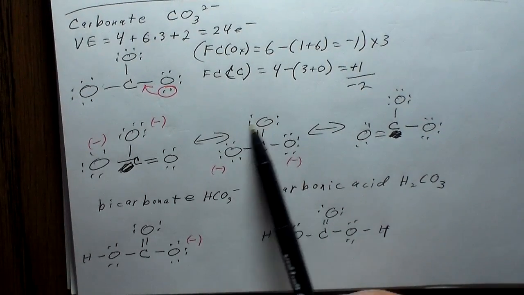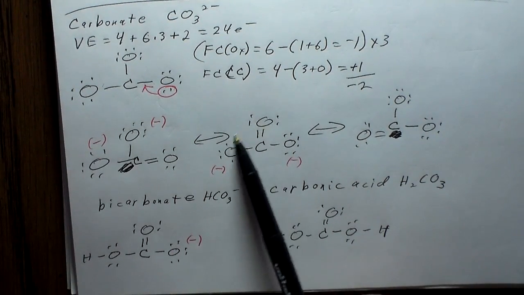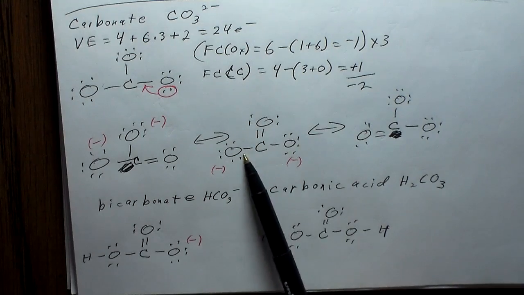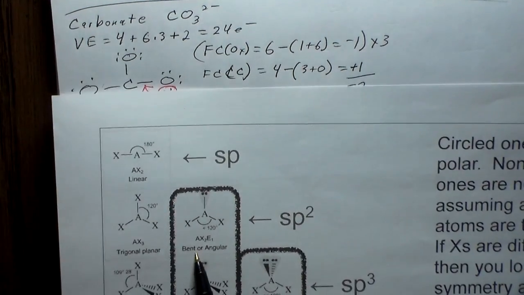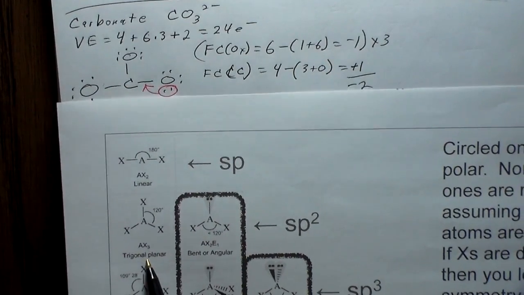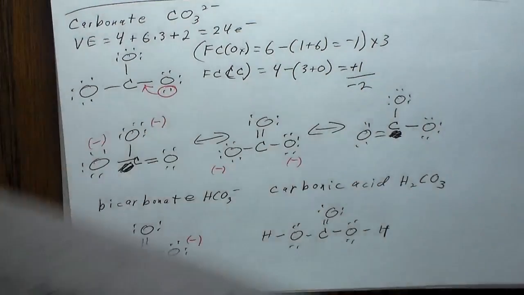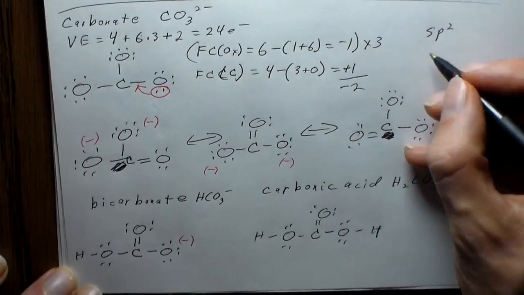And by the way, since we forgot this, the hybridization on my carbonate: notice it's attached to 3 things, and there's no lone pairs. So this is going to be the trigonal planar one, and this is, of course, going to be sp2. All right, as for the next one, let's look at the iodine trifluoride.